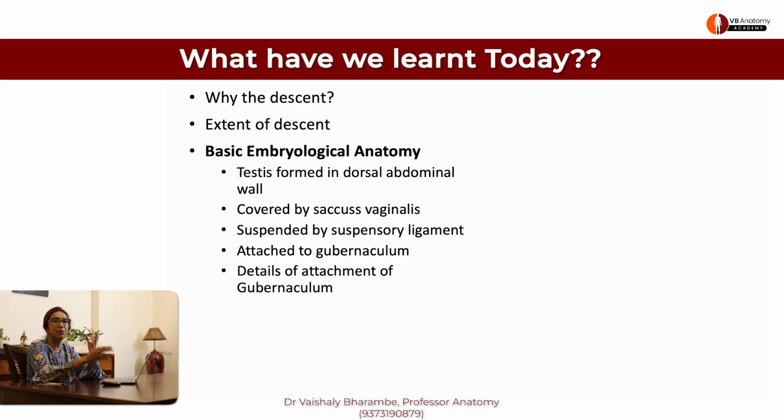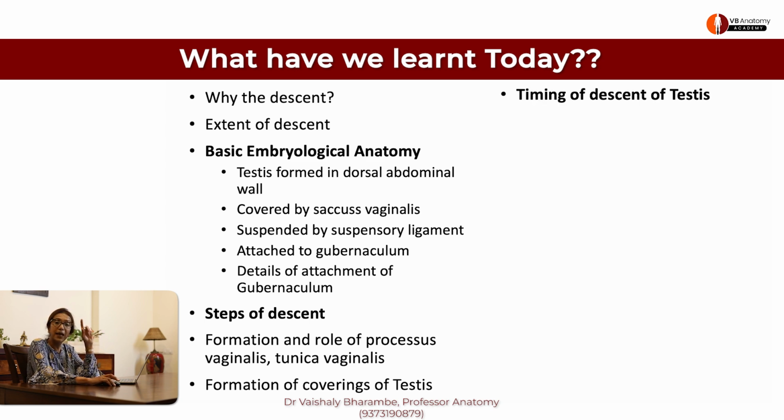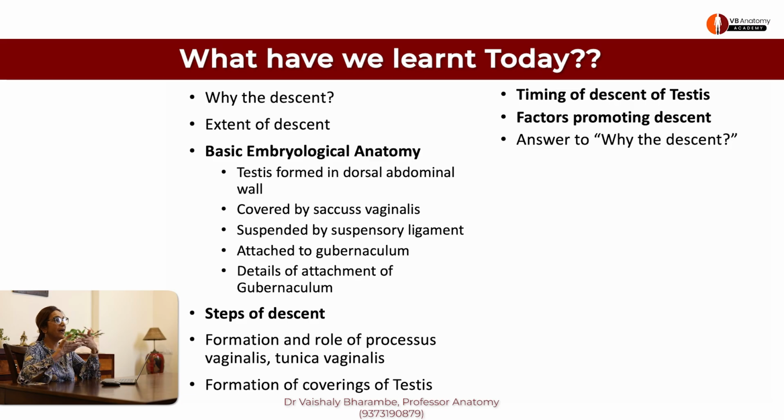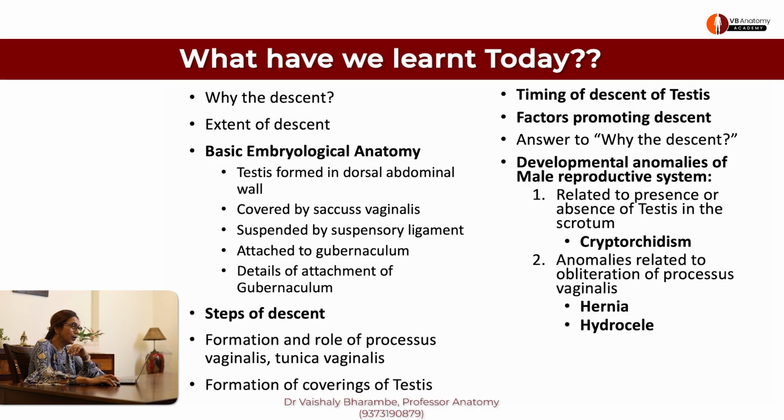Then we talked about basic embryological anatomy, testes, gubernaculum, processus vaginalis and so on. Then we talked about steps of descent, the role of processus, formation of various coverings of testes, timeline of descent. Then we talked about factors that promote the descent. Various developmental anomalies throughout this, such as cryptorchidism, hernia, hydrocele, and anomalies specifically related to the ductal system in the male reproductive system. So we have with this completed the development of male reproductive system 1 and 2.